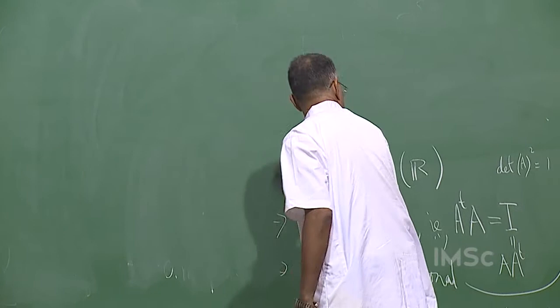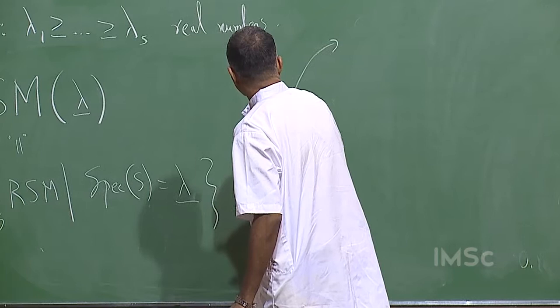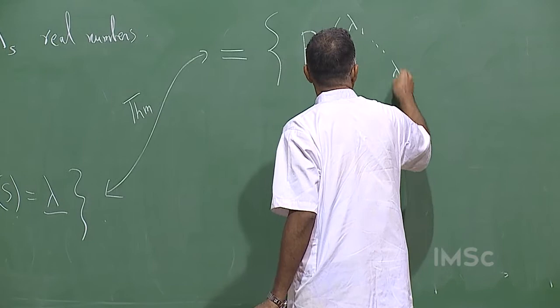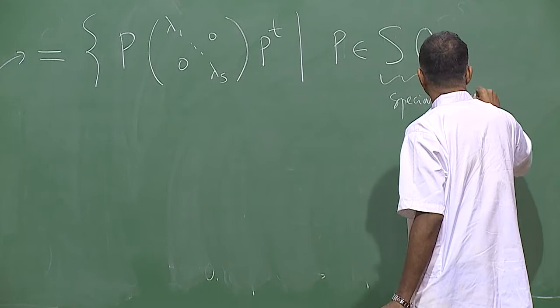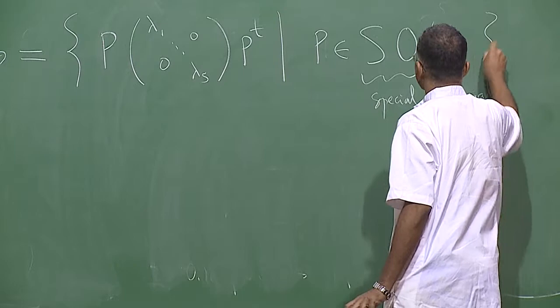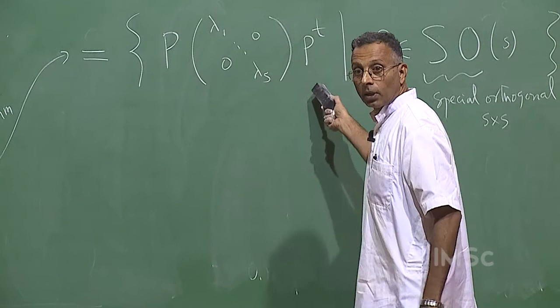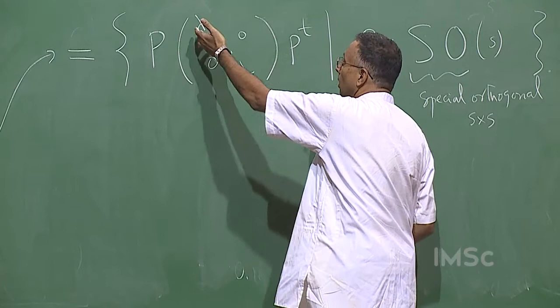This theorem allows us to characterize this set in terms of the special orthogonal matrices. So by that theorem, this set is equal to the set of P diag(lambda) P transpose, where P is special orthogonal. So what we have shown here is that given S real symmetric with spectrum lambda, it is of this form. The converse is rather trivial. If I'm given a matrix like this, then it's real symmetric, and because P transpose is P inverse, it's similar to this diagonal matrix, so its spectrum is clearly lambda.